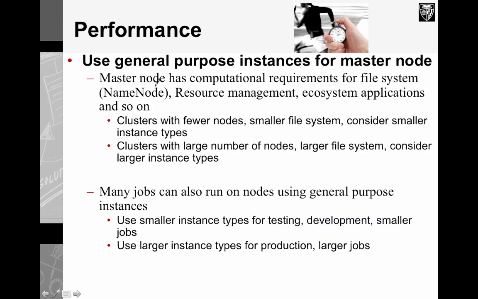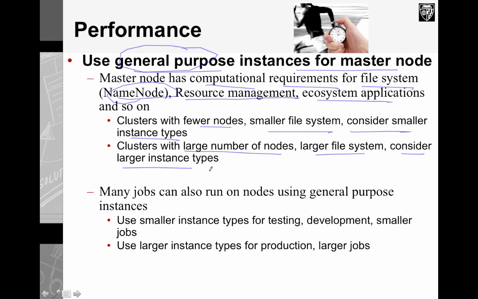You may want to use general purpose instances for the master node. The master node has, of course, computational requirements for the file system, which is the name node, and it is also running the resource manager, and it's also running several of the ecosystem applications like Hive, Pig, etc. So general purpose is pretty good for the master. If you have a cluster with fewer nodes, smaller file system, consider smaller instance types that are general purpose types. If you have a cluster with a large number of nodes, larger file system, consider larger instance types, which are general purpose types, or whatever types you may want to choose depending upon the kind of applications you may be running in your cluster.